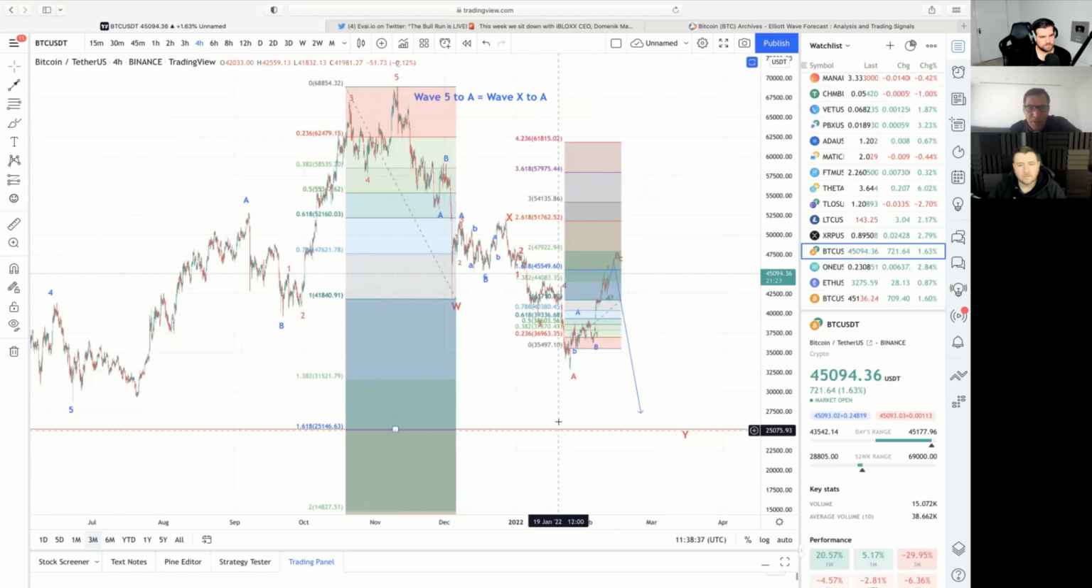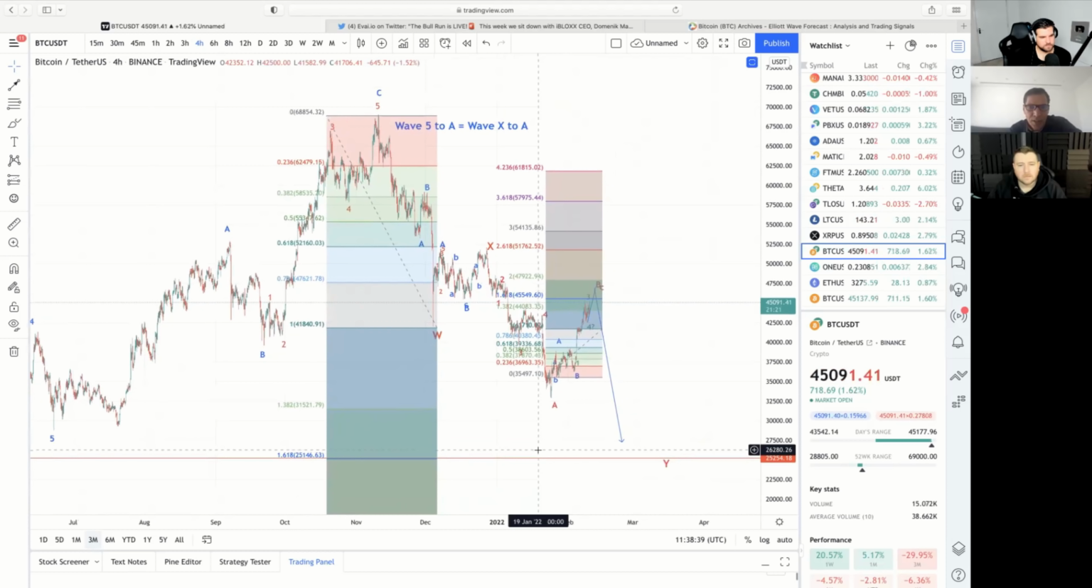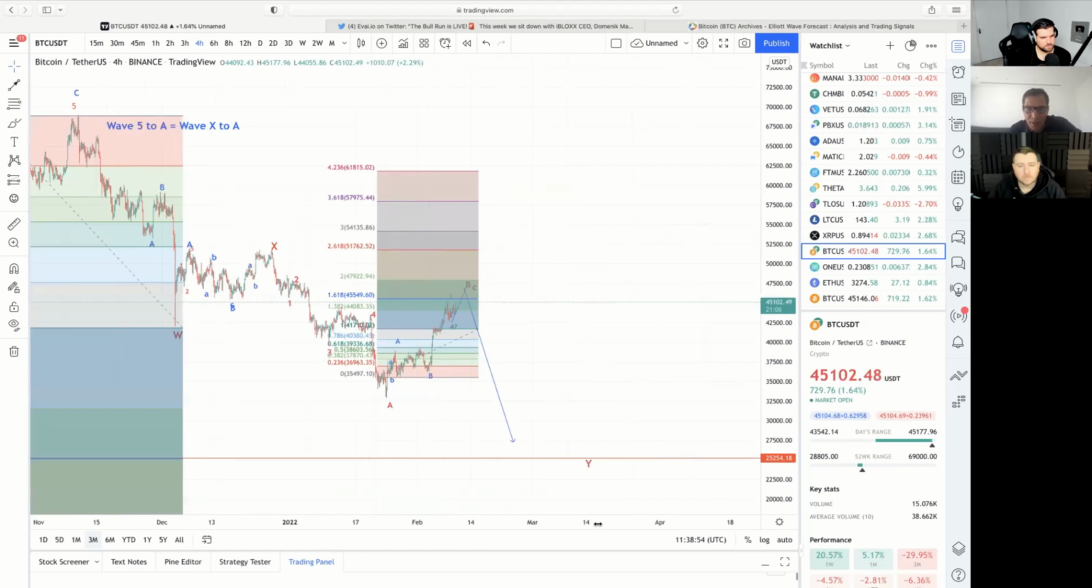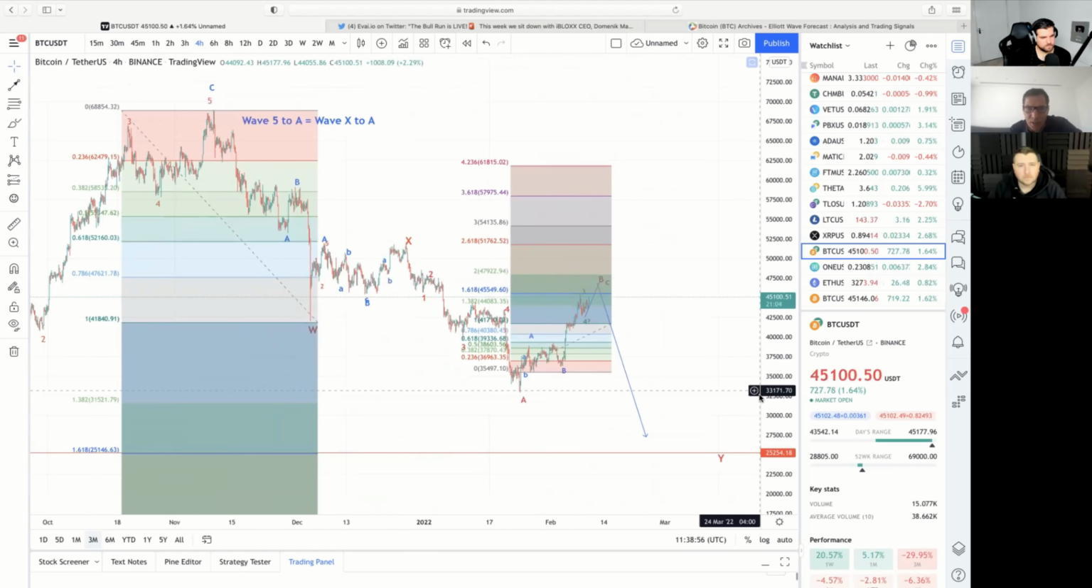If we just focus on the big head and shoulders there, it looks as though, as I say, we've got the left shoulder here, the right shoulder here. We could be complete here, but it's most probably got further to go. But I just want to point out that even if I'm wrong, and you've got to bear in mind, nobody's right.